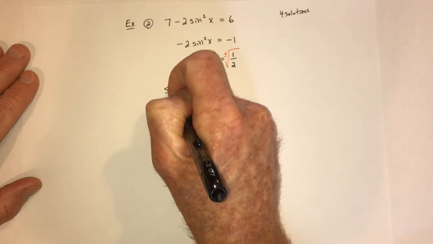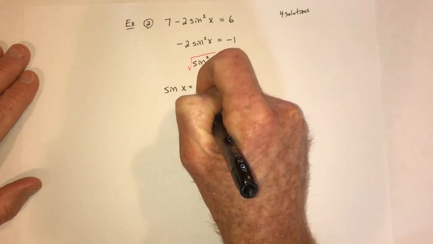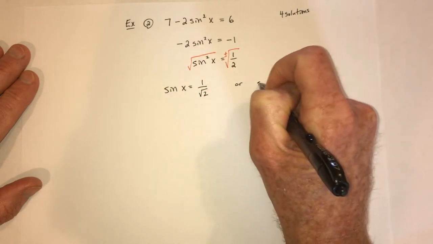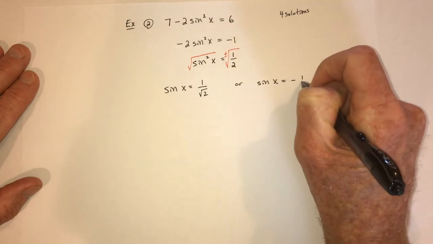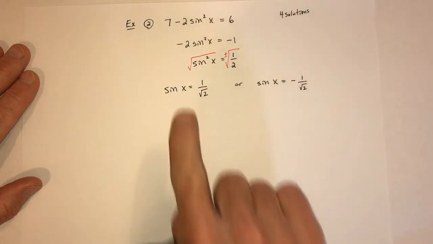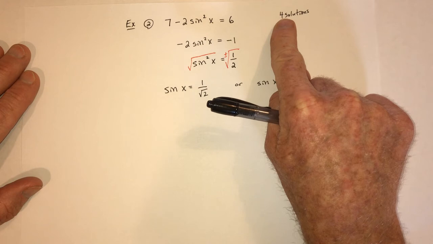So really this is now 2 problems. Sine of x equals the positive square root of a half. Or the other possibility is sine of x is equal to negative the square root of 1/2. This will give us 2 solutions, and this will give us 2 solutions, so then we'll have 4 solutions.